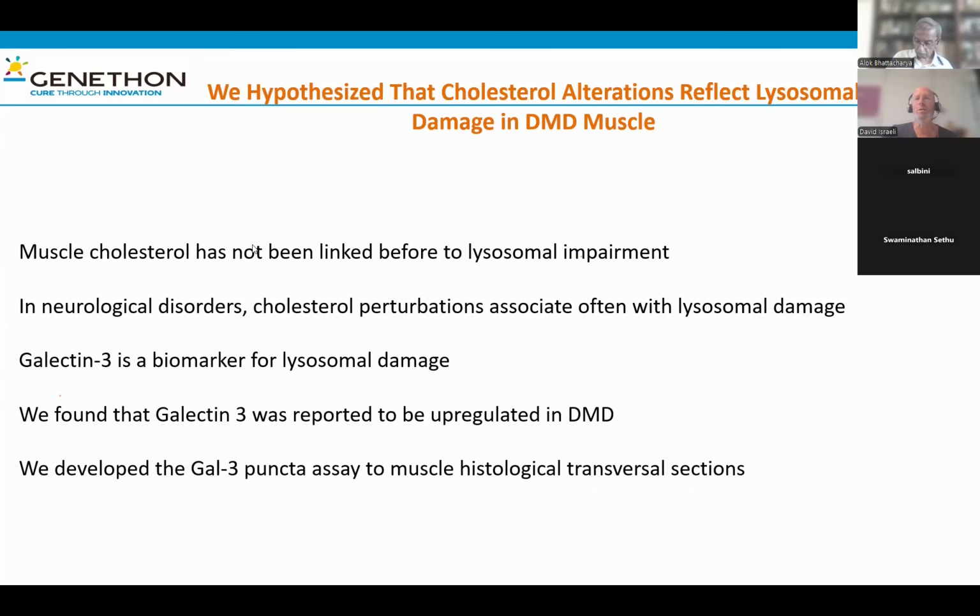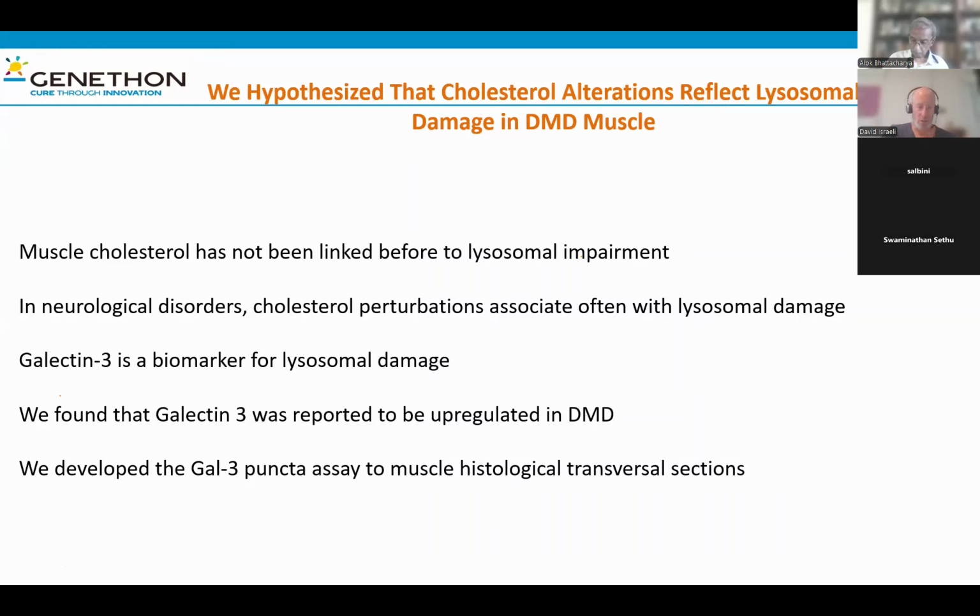We hypothesize that cholesterol alteration reflects lysosomal damage in DMD muscle. Muscle cholesterol was not linked before to lysosomal impairment. However, as I told you, in neurological disease, it was the case. And so we found in the literature that galectin-3 is a biomarker for lysosomal damage. Then we looked at the databases of gene expression in Duchenne patients, and we found that galectin is tremendously upregulated transcriptionally in transcriptomic studies that came from animal models and also from patients. So we said, okay, if this biomarker of lysosomal damage is so much upregulated, maybe we do have an issue of lysosome in the muscle.